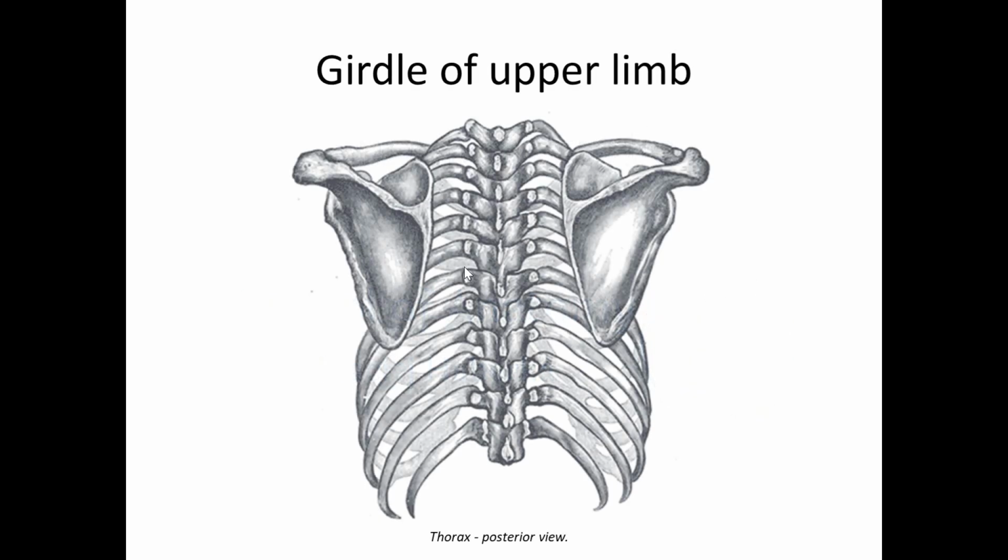In the beginning, let's think about which bones belong to the girdle of upper limb. As the name says, it will be something that will surround the axial skeleton, the spine and ribs. As we see in the picture, we have a posterior view. It will be scapula and clavicle. Next structures will belong to the free part of upper limb, for example, humerus.